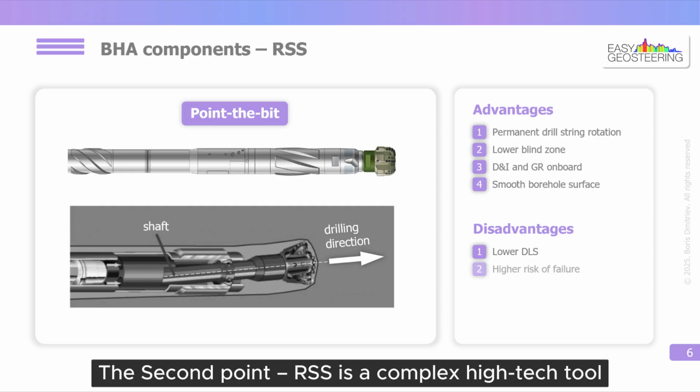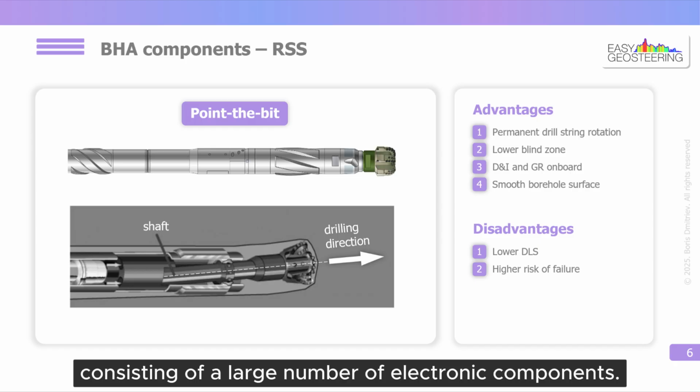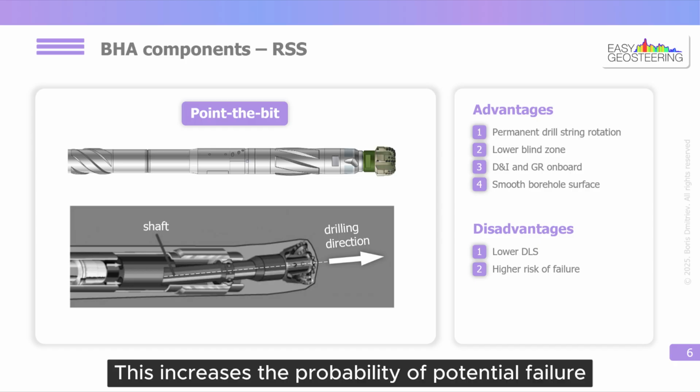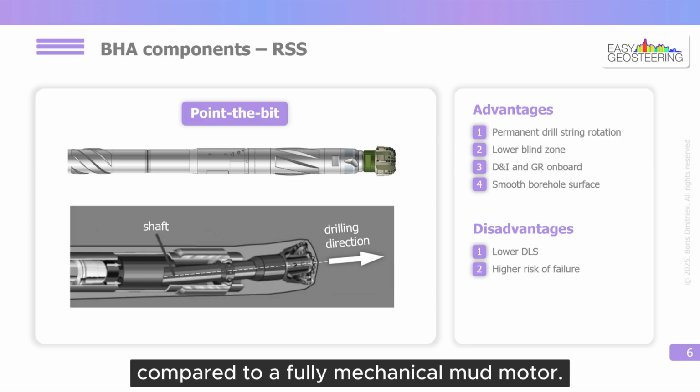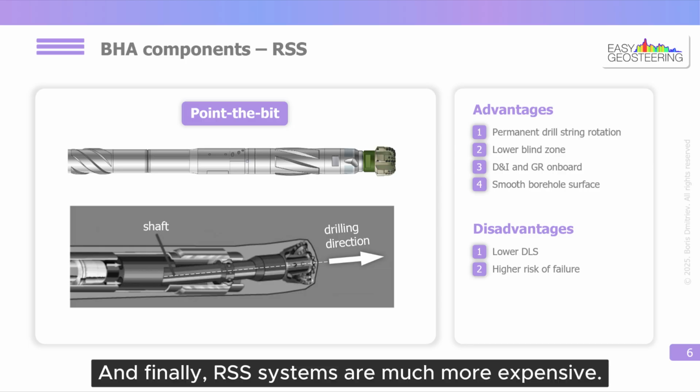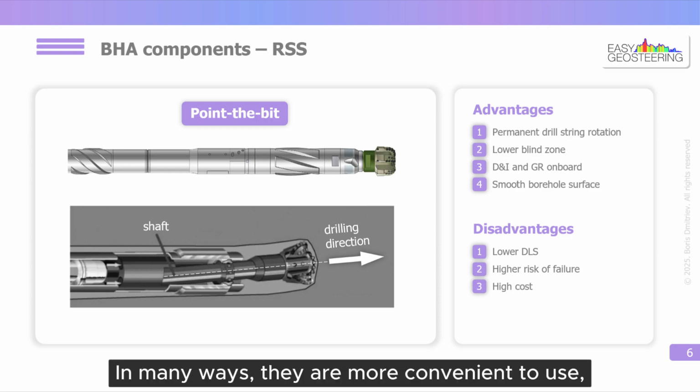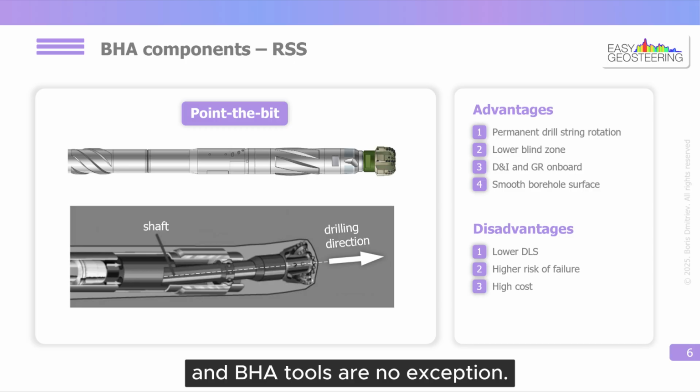Okay, what about disadvantages? First is DLS. Typically, RSS systems provide lower intensity compared to mud motors. The second point, RSS is a complex high-tech tool consisting of a large number of electronic components. This increases the probability of potential failure compared to a fully mechanical mud motor. And finally, RSS systems are much more expensive. In many ways, they are more convenient to use, but very often everything comes down to cost, and BHA tools are no exception.